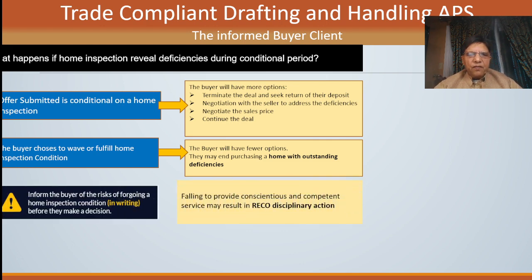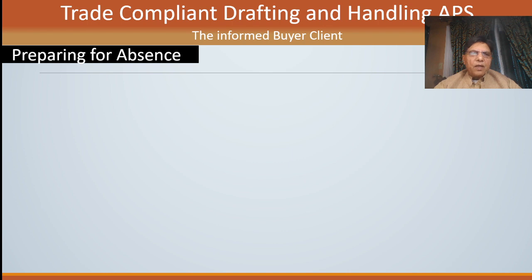Inform the buyer of the risk of foregoing a home inspection. If they don't want to have an inspection, inform them what the problem is before they make any decision. Failing to provide conscientious and competent service may result in RECO disciplinary action, so if you're not explaining it to them in writing, do that in writing. Don't do anything verbal. Don't do anything which you cannot prove tomorrow.